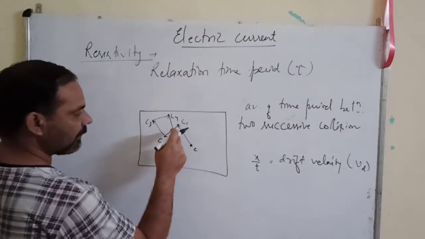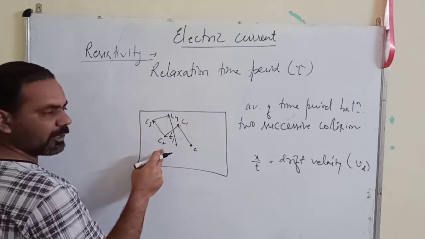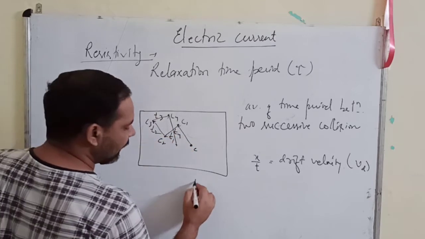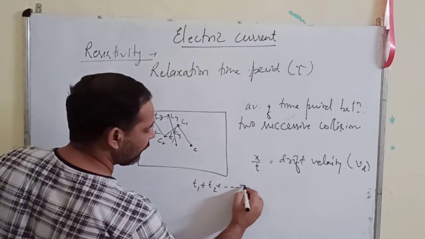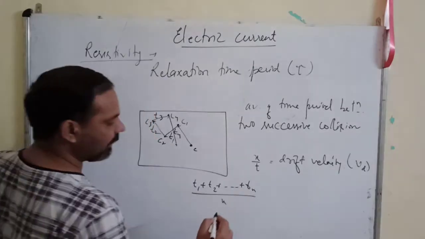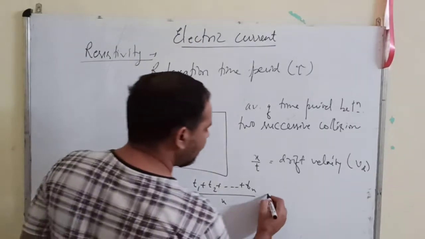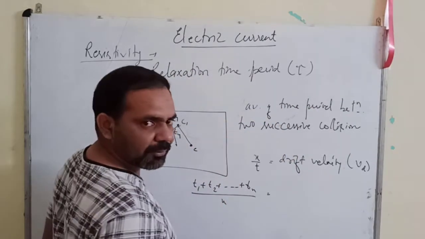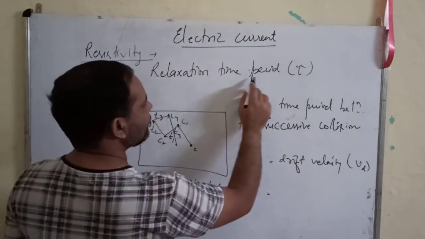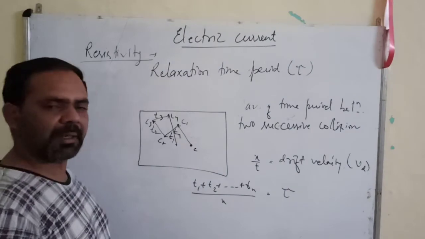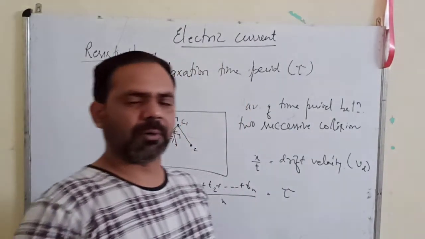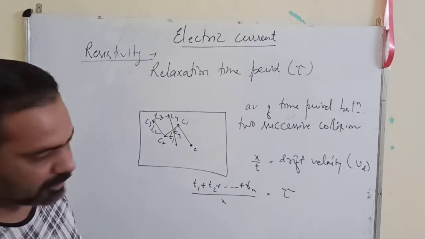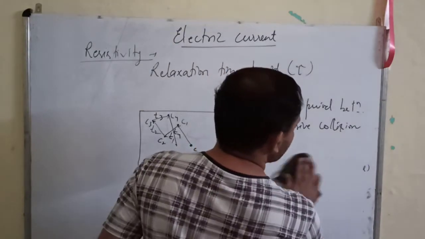So the average of the time periods: suppose T1 is the time period between collision 1 and collision 2, this is T2, this is T3, this is T4. You take the sum of all the time periods and divide it by the total number of time periods. That will be your average of the time period between two successive collisions, and that is called the relaxation time period tau. That is your tau: the sum of all the time intervals between the collisions divided by the total number of collisions that take place.